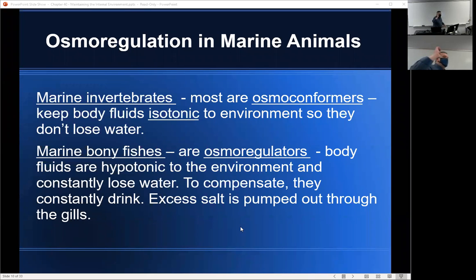So again, because these are marine animals, they live in salt water. Okay, salt water obviously has a lot of solutes. These solutes make ocean water hypertonic. Okay, in other words, having more solute than the body fluids of the fish.